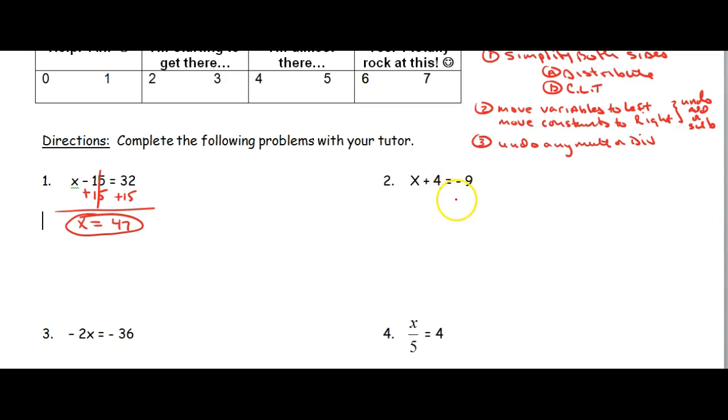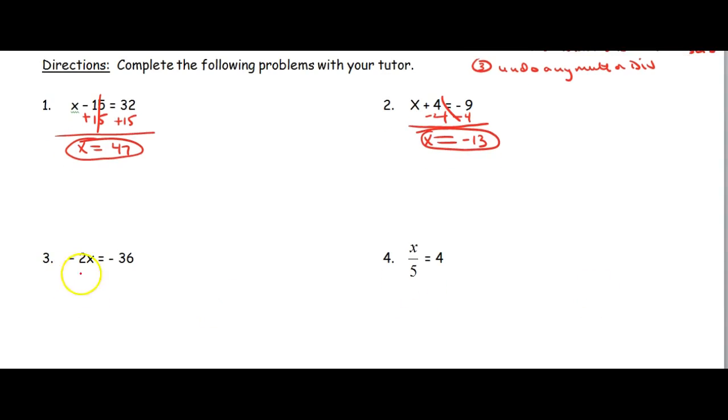Now in example 2, in order to get x by itself, I have to get rid of this 4. What is 4 linked to x by? Addition. How do I undo addition? With subtraction. Now if I subtract 4 from the left side, I'm going to have to subtract 4 from the right side. These 4s eliminate and become 0, and I get x equals negative 9 minus 4 is negative 13. Make sure you keep track of all of your signs.